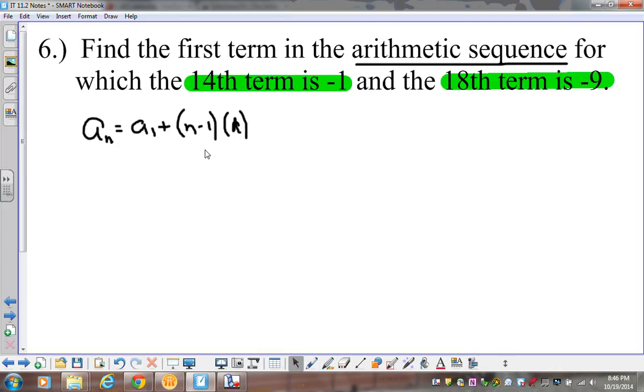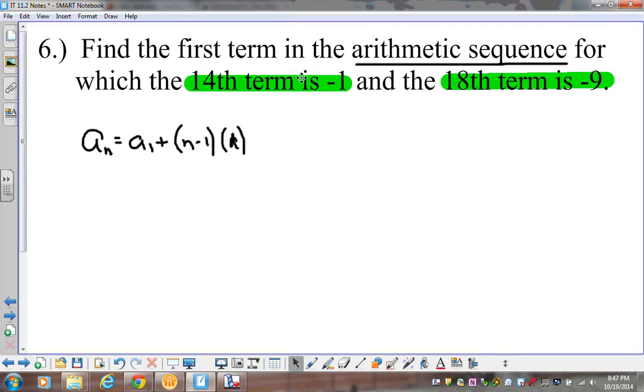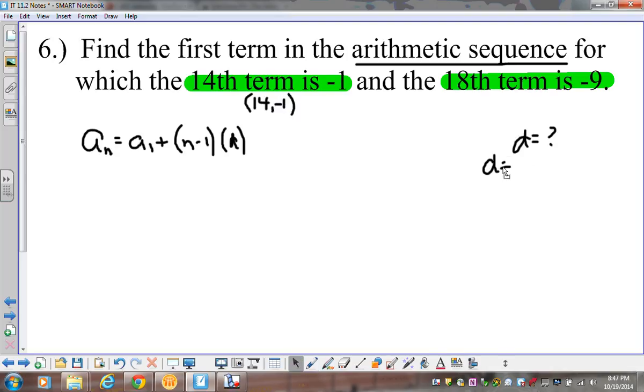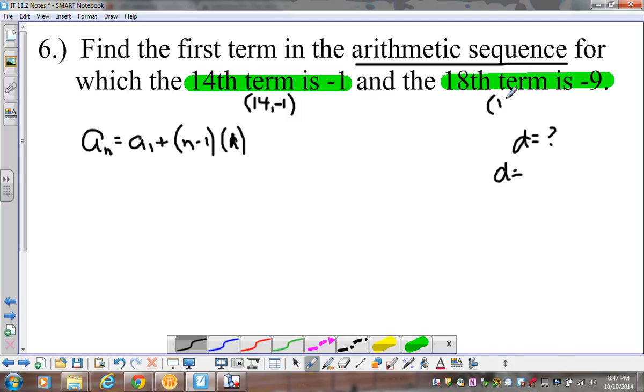Now, if you remember from before, I'm just going to pull this down a little bit. All right, if you remember from before, to find my common difference, I can use slope. All right, because I got to find that. That's the first piece of information I can find pretty quickly. All right, so to find that, we're going to use my slope formula. Now remember, so this is 14th term is negative 1, so that's the coordinate 14, comma, negative 1. All right, and then this other piece, my 18th term is negative 9, is the coordinate 18, comma, negative 9.